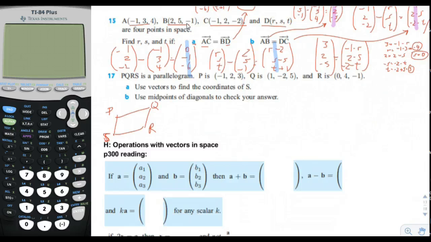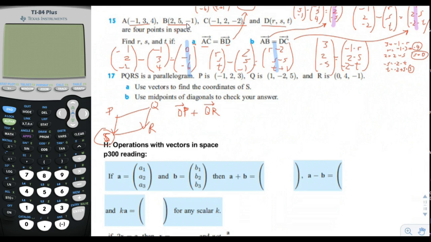So we know PQ and QR, and we don't know S. We could take the P point and subtract the QR vector, or we could add the QR vector, and we should get the S point. So I'm going to add to the OP point the QR vector, and then that should give me the S vector.